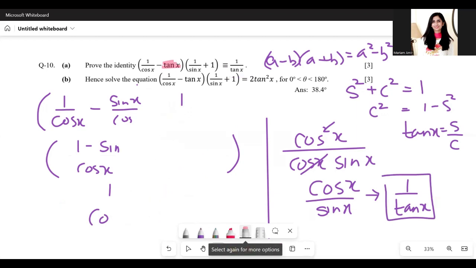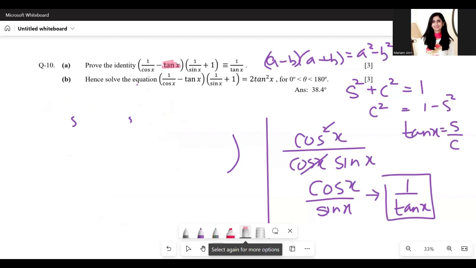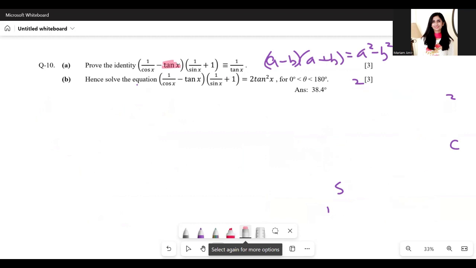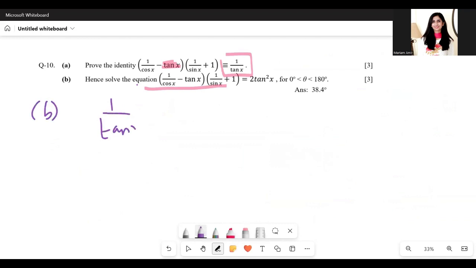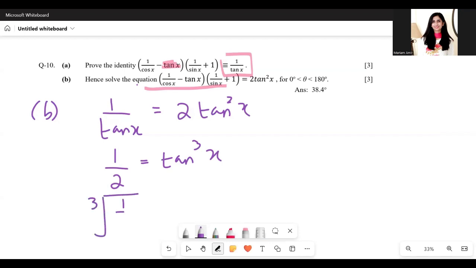Now for part B, we have to solve the given equation by using the identity in part A. So this left-hand side gets replaced with 1 over tan x. So we're going to write 1 over tan x equals 2 tan square x. Swap the places of 2 and tan x. So we get half is equal to tan cube x. Take cube root on both sides.